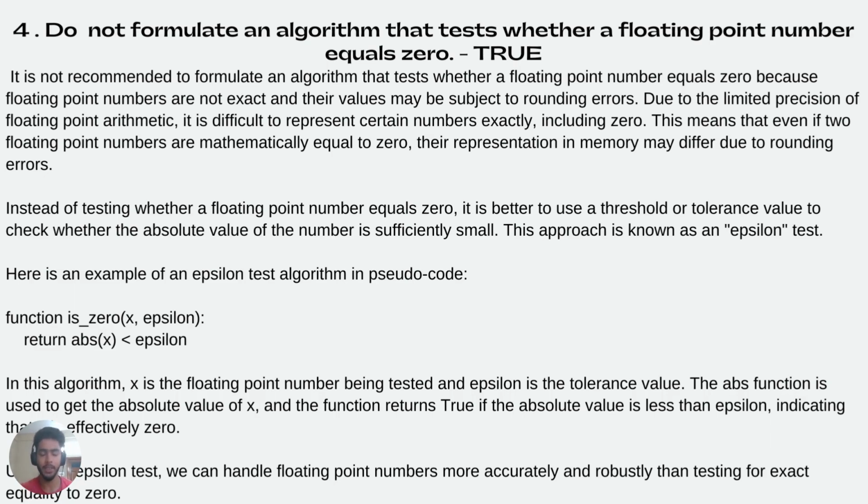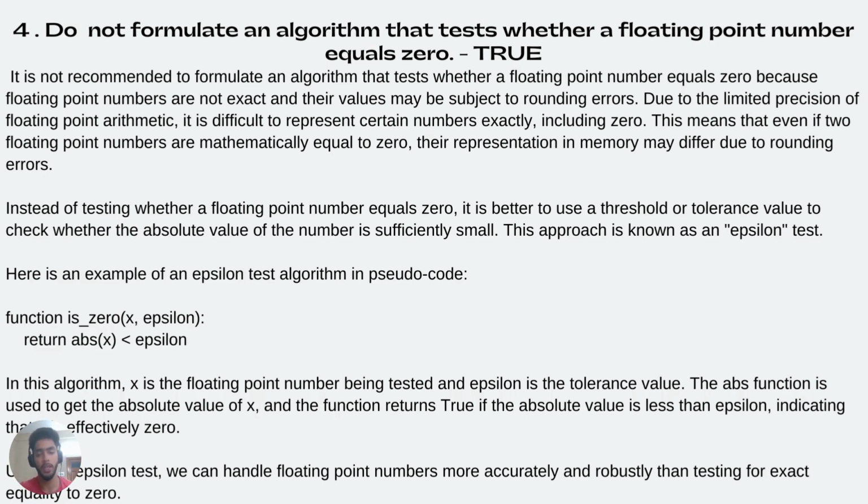So in most of the cases they are rounded off. That's why we shouldn't use it again and again. And due to the limited precision, it is really difficult to represent certain numbers exactly, including zero. This means that even if two floating point numbers are mathematically equal to zero, their representation in memory may be different due to the rounding errors. And instead of testing whether a floating point number equals zero, it is better to use a threshold or tolerance value to check that the absolute value of the number is sufficiently small.